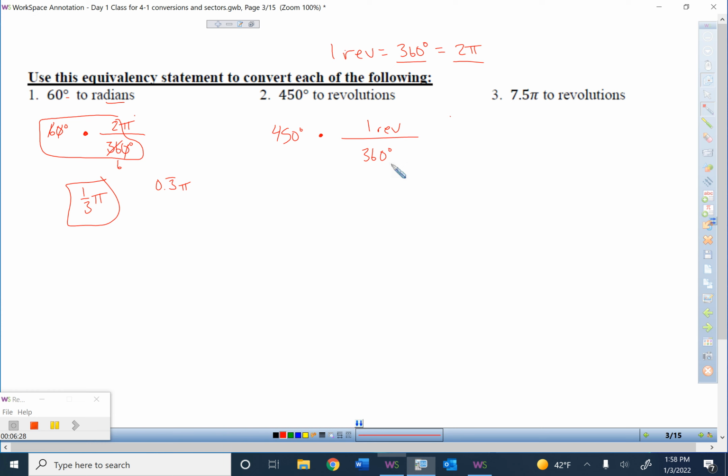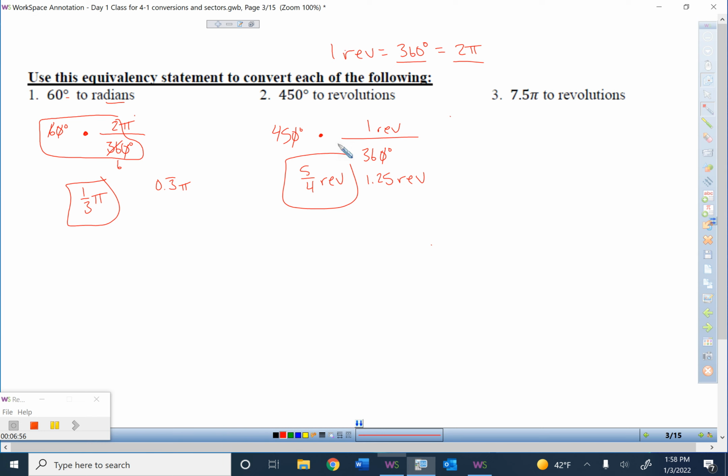We don't really have to times it by 1. Okay, for this one, again, I think it's easier to reduce by hand, but you're welcome to just throw it in your calculator as well. 45 and 36, you can take a 9 out of both of them, so it's 5/4 revolutions. If you did it in your calculator, that would have looked like 1.25. I will take either one as long as there's a label attached to it.